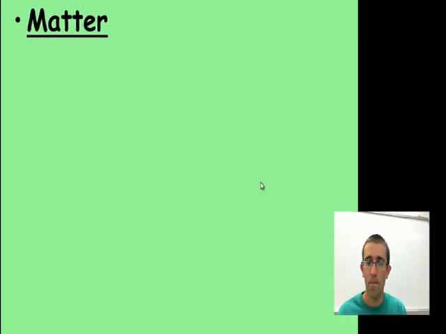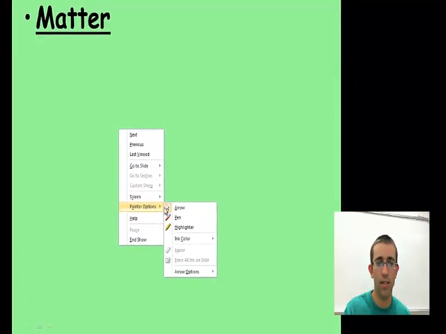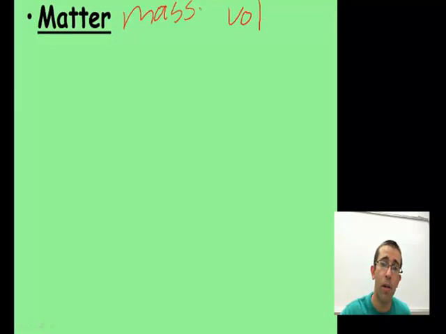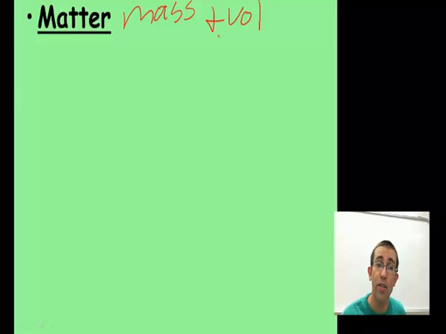So here we go, matter. So, what exactly is matter? Well, matter is anything that has mass and volume. So anything that has mass and volume we consider to be matter.